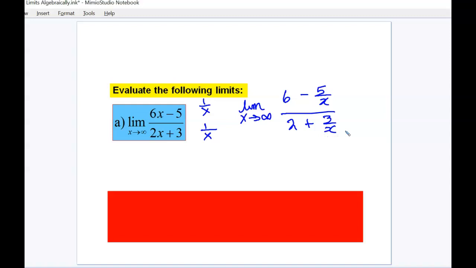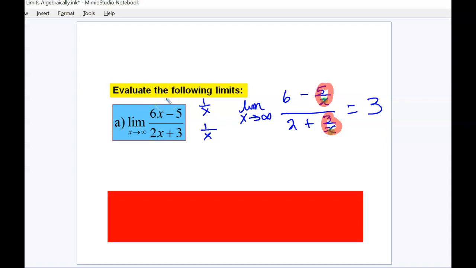Now, if we think about this, if I have a very large number placed down here for x, and I divide that into a constant, that is going to be so small and negligible, we're going to say that that's going to be 0. So those are eliminated, and all I'm left with is 6 divided by 2, which is going to be a limit of 3. And this 3 is really the equation of my horizontal asymptote that this graph would approach.